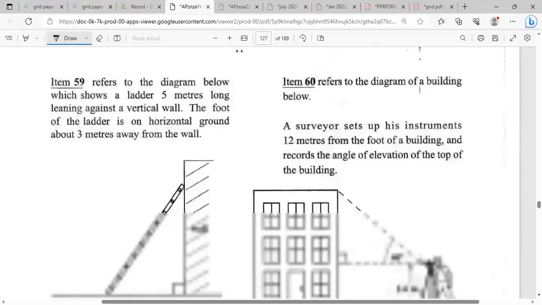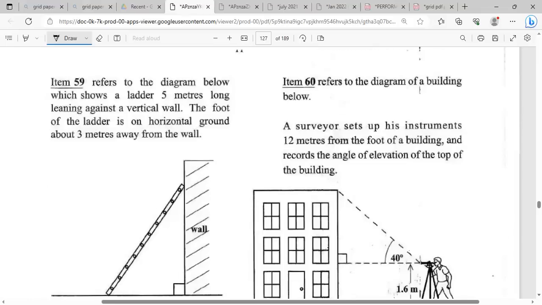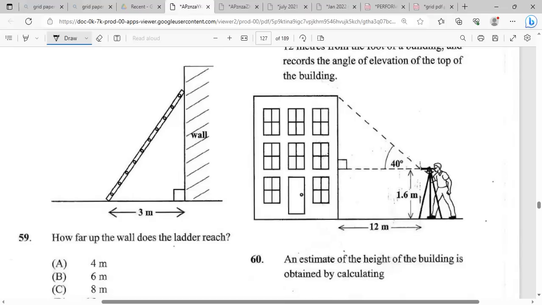All right, so 59 refers to the diagram below, which shows a ladder 5 metres long leaning against a vertical wall. The foot of the ladder is on horizontal ground 3 metres away from the wall. So what do we want to find? How far up the wall the ladder will reach. The ladder is 5, so this is Pythagoras' theorem. So we subtract: 25 minus 9, and we find the square root, which works out to 4. This is the square root of 16. I'm sure of it, because some people will still say they didn't get it.